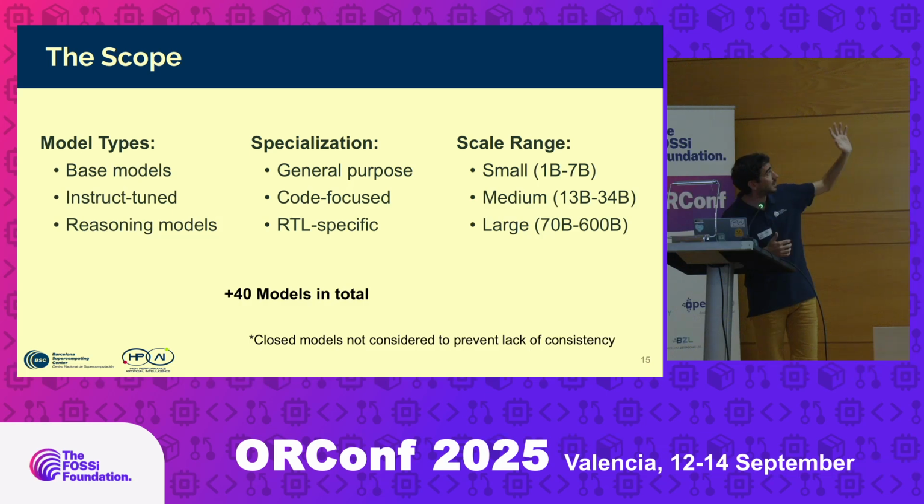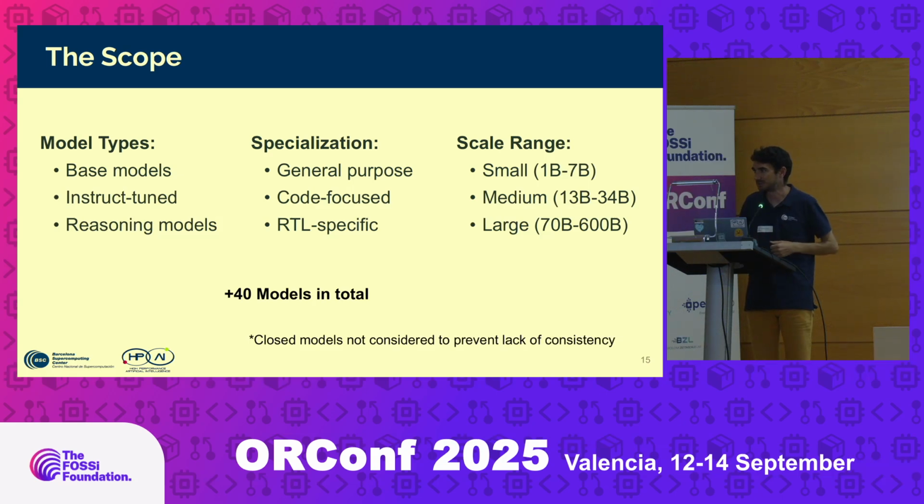We tried base models, so it's just next token prediction kind of stuff. Instruct-tuned, which is fine-tuned on top of a base model to answer questions, and then reasoning models, where we have this additional inference loop in which they think and produce additional tokens. We also consider general purpose models, so your Llama or DeepSeek or whatever. Code specific, so models that have been trained specifically for programming, and then a few models that have been released for RTL code.